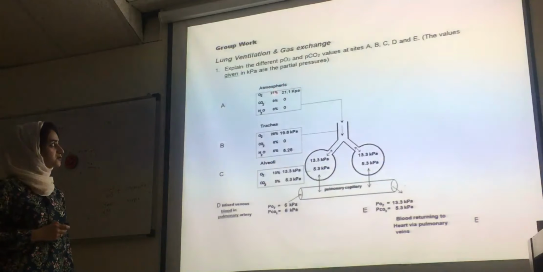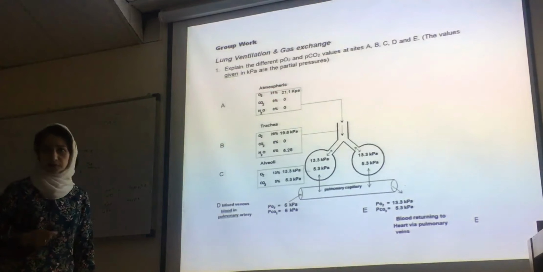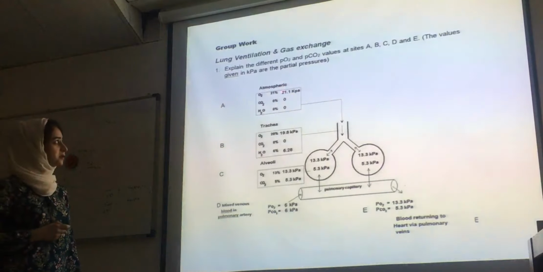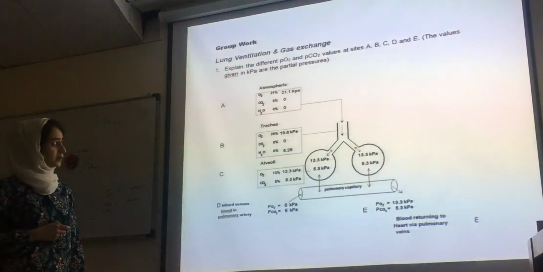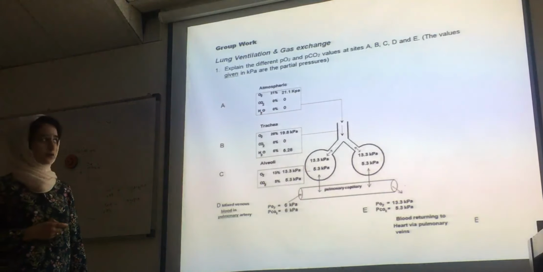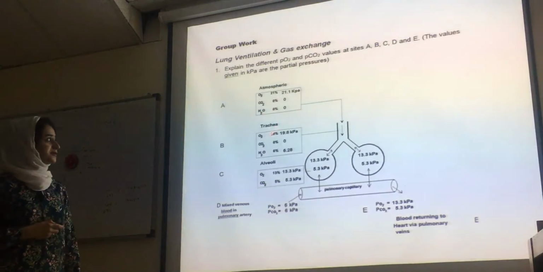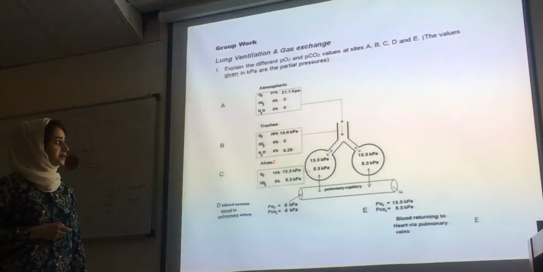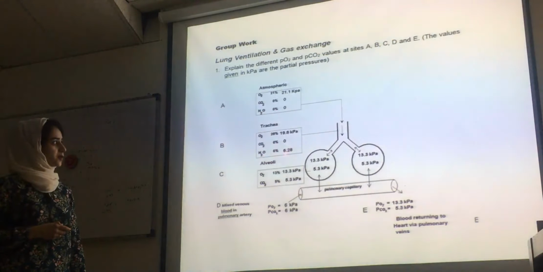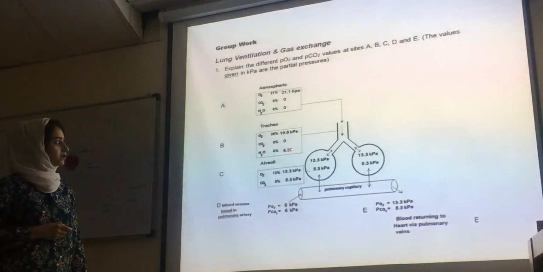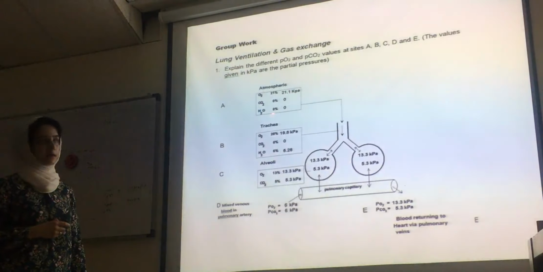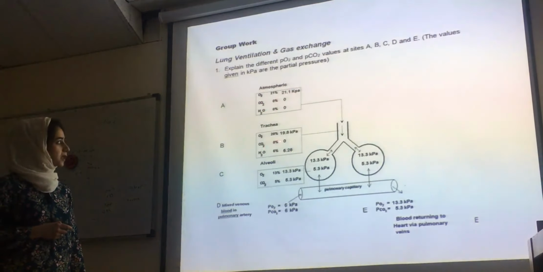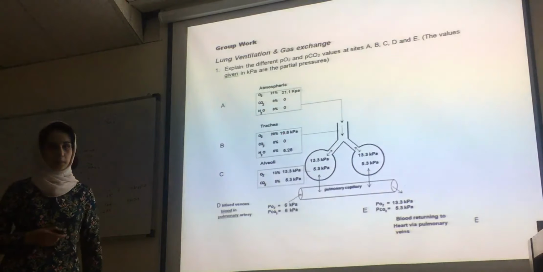As you know, in the atmosphere, oxygen is about 21%, while there is about 0 or a negligible amount of CO2 and 0% of H2O. While in the trachea, as you can see, H2O is added, so it's about 6.28 kilopascal in comparison to the 0 of the atmospheric air, and CO2 is still 0, while O2 slightly decreased.